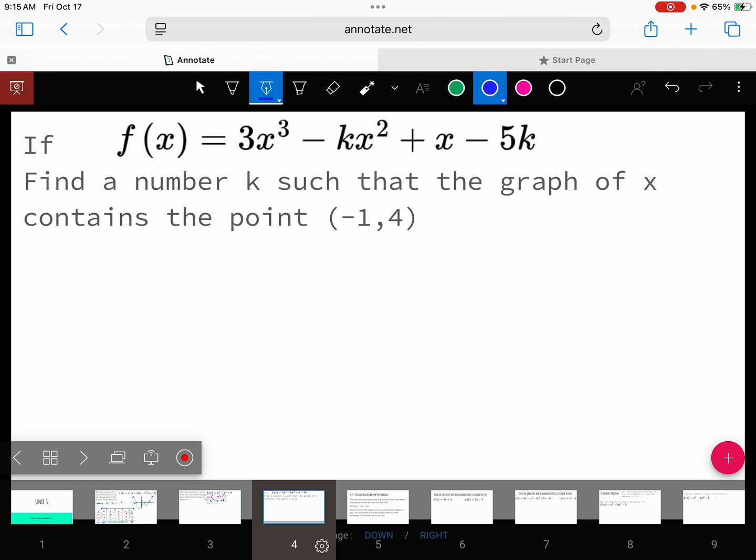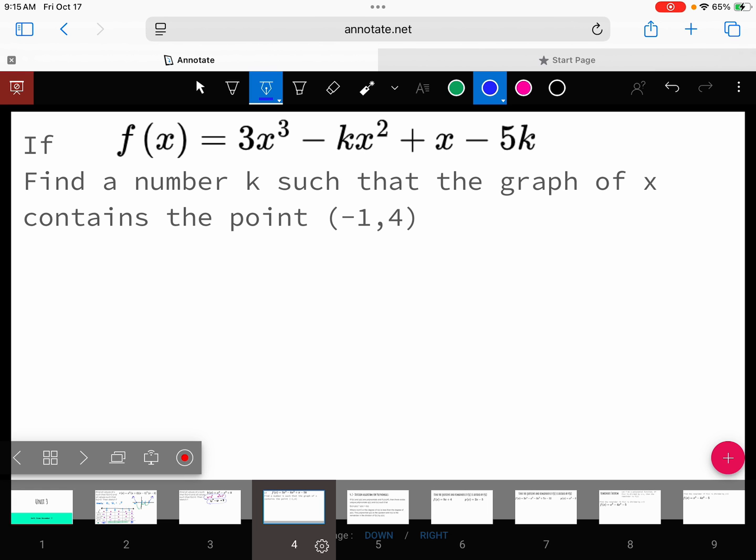So there's a question like 37 that looks like this. And we're asked to figure out a number k. So we're going to try and solve for k if we know that this graph contains the point -1, 4.